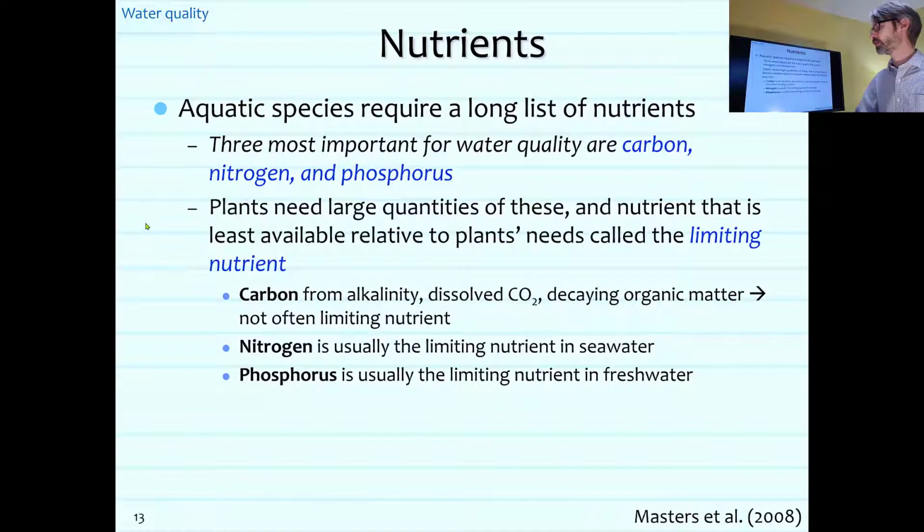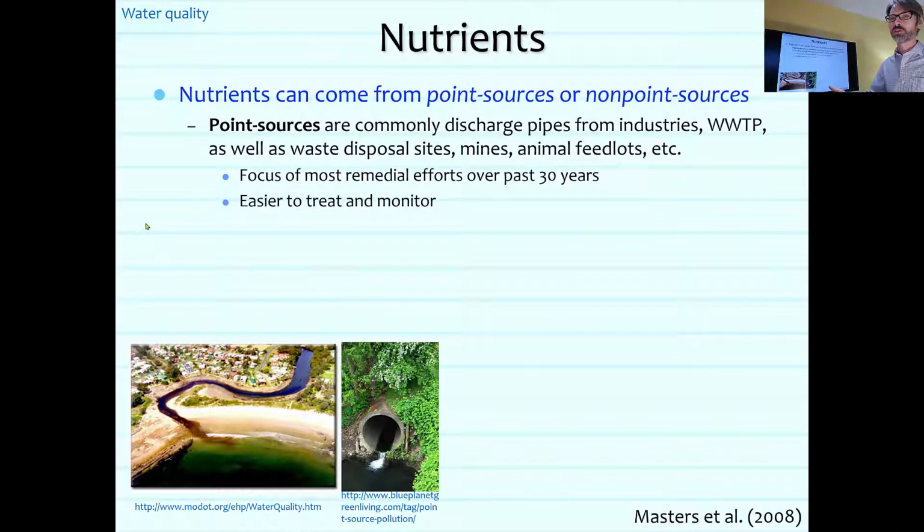Carbon comes from alkalinity or dissolved CO2 and decaying organic matter. It's very infrequently the limiting nutrient. Nitrogen is also not usually the limiting nutrient in fresh water, but it is frequently the limiting nutrient in seawater. Phosphorus is the opposite. Phosphorus is usually the limiting nutrient in fresh water. Nutrients introduced into water bodies come from point sources or potentially non-point sources.